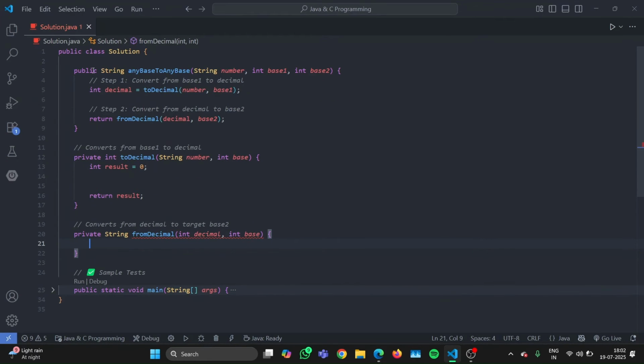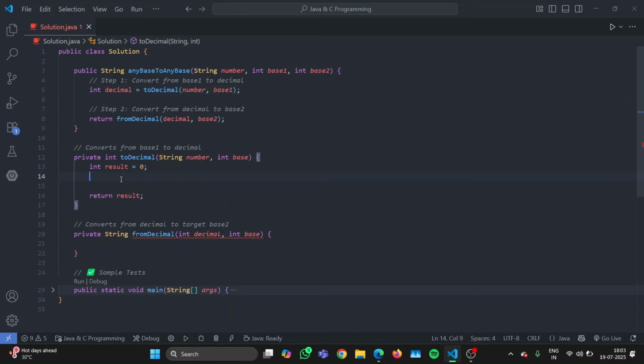So here we are given a problem, that is how to convert any base to any base. So here I have written two functions, that is toDecimal. So our first step is to convert the number from the base 1 to decimal, then convert from decimal to base 2. So we have to write the logic for this base 1 to decimal and decimal to base 2. And we are quite familiar with it. So we can actually implement it without any issue, because we know how to convert from any given base to the decimal number system.